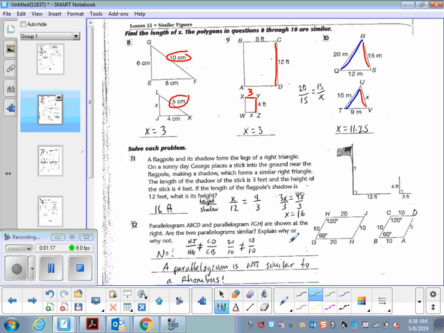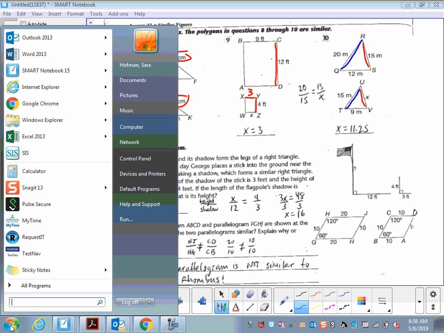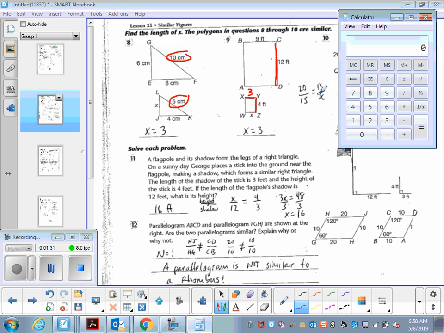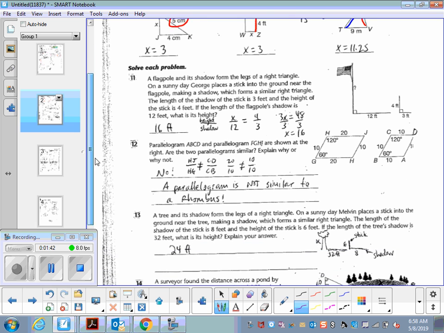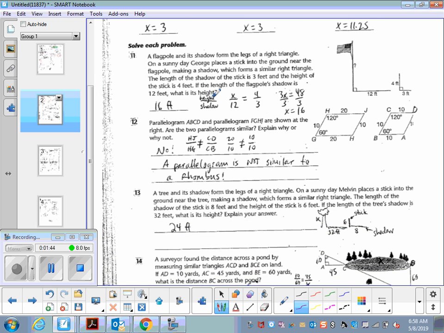All right? Now some of you see actually that this blue 20 goes over this red 15, blue 20 over red 15, and then a blue 15 over our red x. Either way, when we cross multiply and divide, we get the same answer. So we get 15 times 15, and then we divide it by the 20, and that's how I get the 11.25.